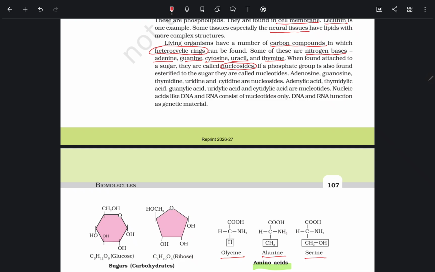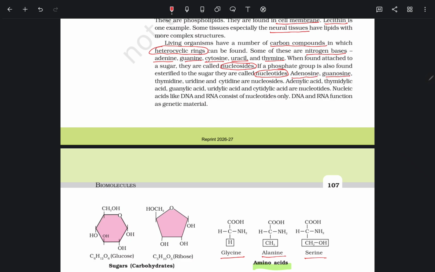Very clear it is. Adenine, guanine, cytosine, uracil, thymine are all attached with sugar. So these are called nucleosides. If a phosphate group is also found esterified to the sugar, they are called nucleotides.